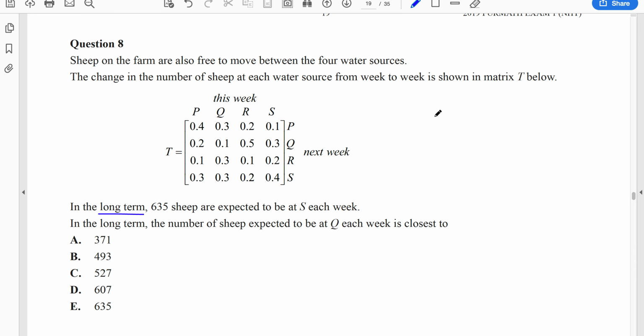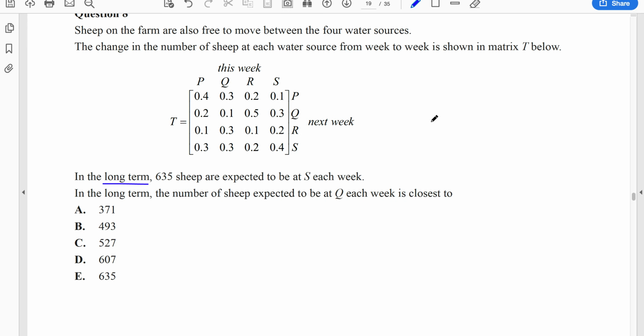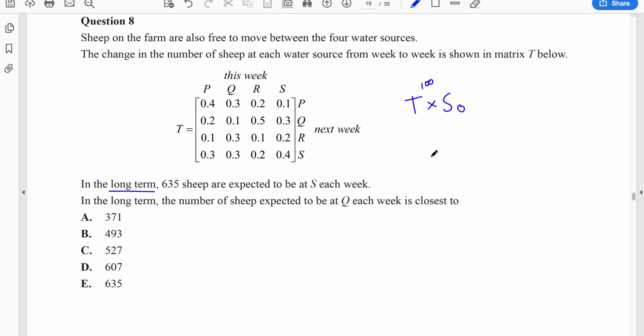So one strategy that you can use here is you can convert instead to a percentage or a proportion. Once you use a proportion, then you can solve for how many sheep. I'll show you what I mean. So we want to do T by S0, or we want to do a power on that. We want to do a high power. Say we wanted to do T to the power of 100. So we can check that we get to the steady state matrix.